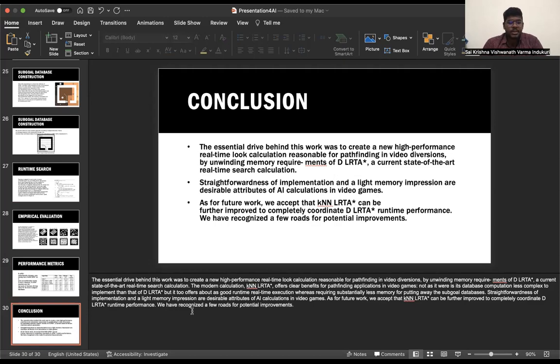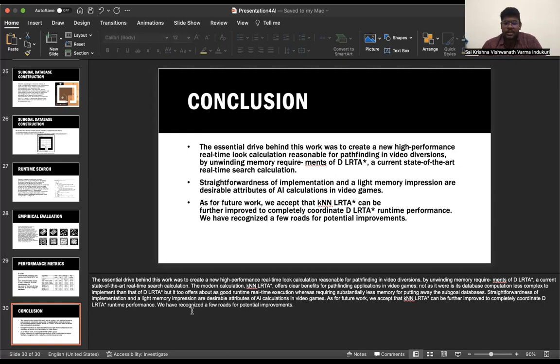Coming to the conclusion, the essential drive behind this work was to create a high-performance real-time search algorithm suitable for pathfinding in video games by reducing memory requirements of the current state-of-the-art real-time search applications. The modern algorithm KNN LRTA star offers clear benefits for pathfinding applications in video games.